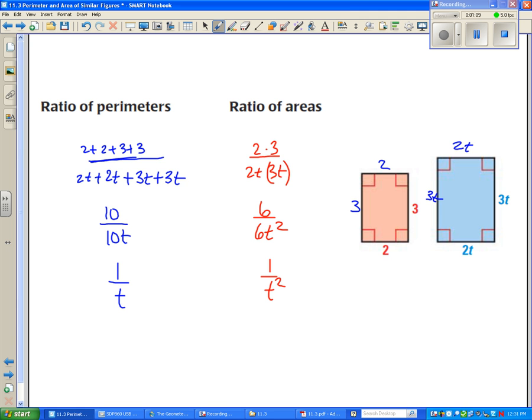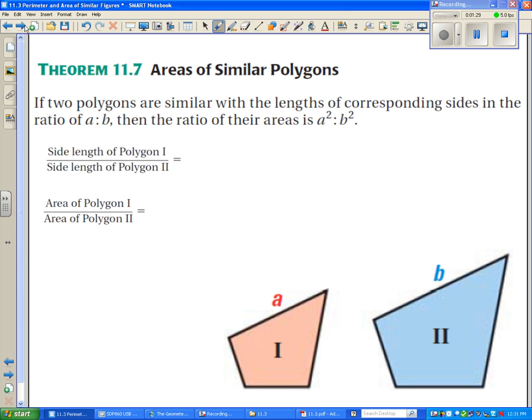What I want you to notice here is that these ratios are in fact different. You can think of this as being in the first dimension with a power of 1, because we're talking about side lengths. This has a power of 2, which means it's the second dimension. So we have 1 over t squared. This is just a beginning thought to illustrate the main concept.